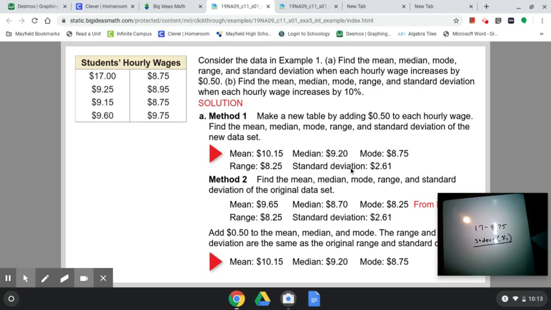We're just trying to get you to realize that changing the entire set by the same amount, adding or subtracting, changes the mean, median, and mode by the same amount.